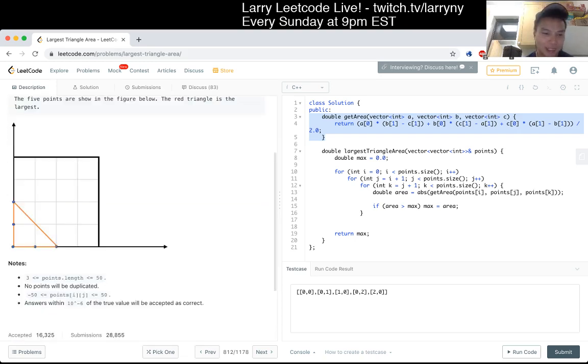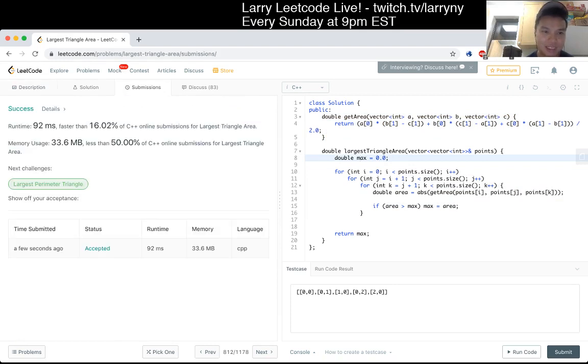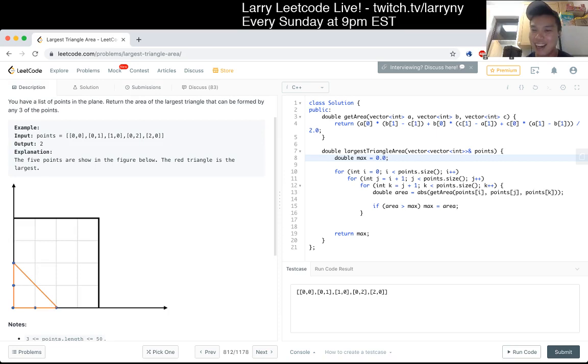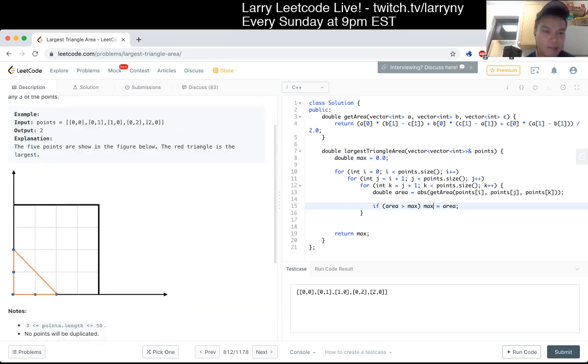The more interesting part is noting that it is a brute force problem. Because n is equal to 50, n cubed runs in way enough time. I didn't try too hard to optimize it, so I guess it's a little slow relatively.